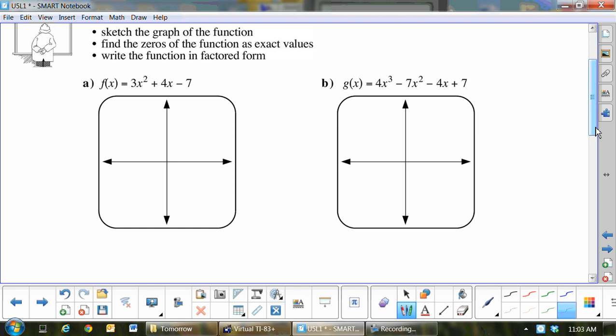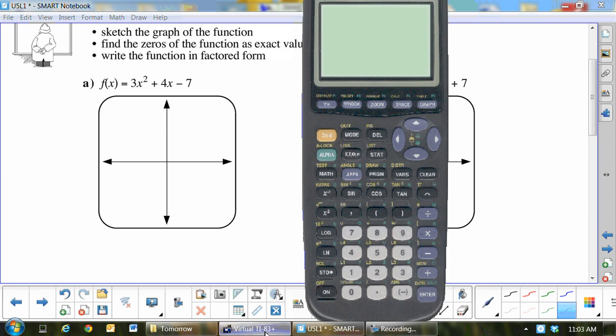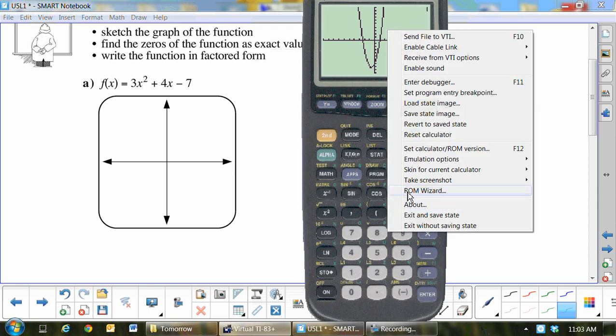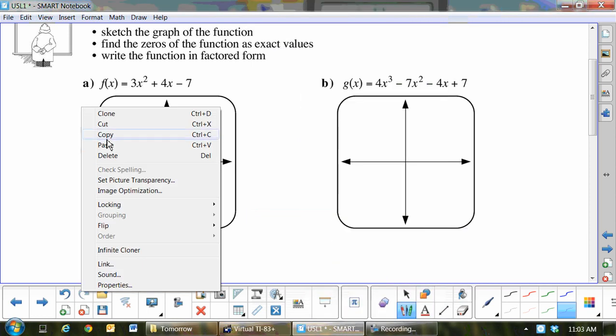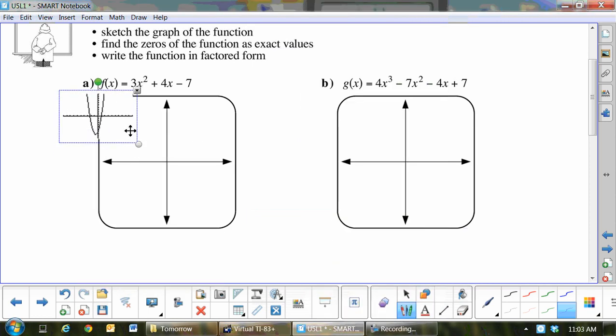Now, let's not do that. Let's just do it 100% by graphing. Okay? So, let's graph it. So you're going to go y equals 3x squared plus 4x minus 7. Okay? Hit zoom 6, so we're all looking at the same one. Zoom 6, yeah. Okay. Now, all you do is take this screenshot, press paste, and then have your graph down here.